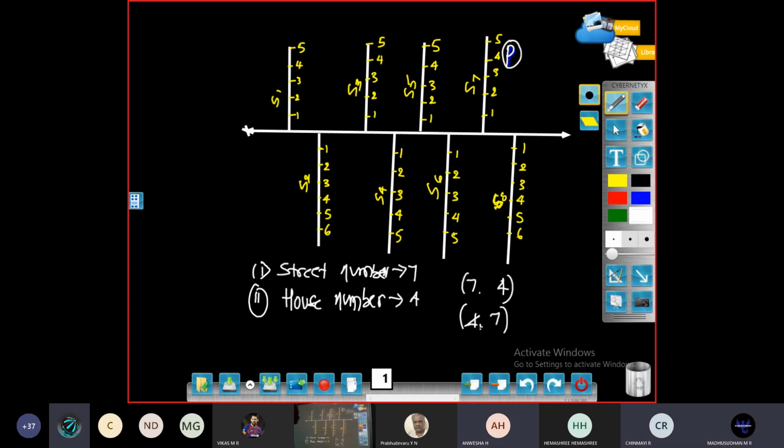No, sir. It will become street number 4 and house number 7. Fourth street and house number 7. It will be a different answer.